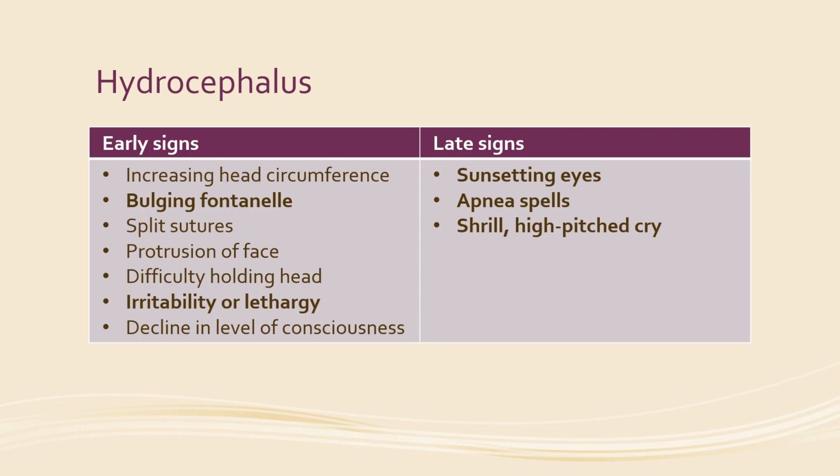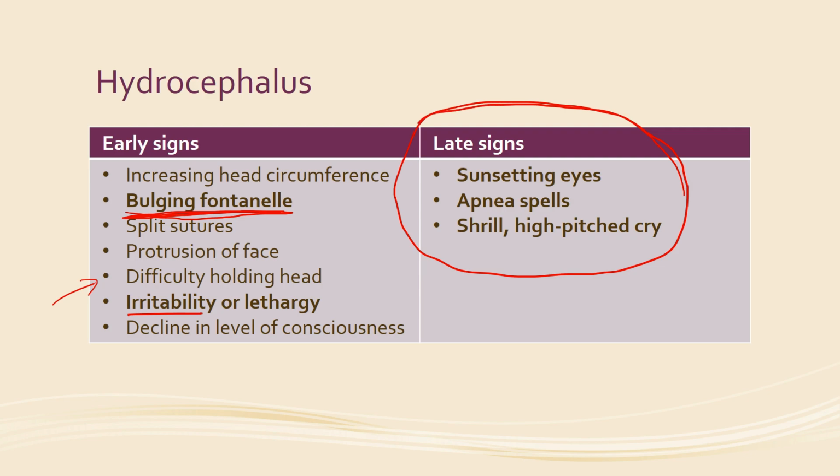All right, hydrocephalus. When it comes to hydrocephalus, the early and late signs, I think that a lot of this stuff like difficulty holding head are pretty vague, in my opinion. So irritability as well. Bulging fontanelle is definitely, what else could it be other than just some kind of increased pressure inside the brain? I think that it's easier to understand the late signs, the sun-setting eyes, especially the apnea spells and the high-pitched cry. So all three of these actually are very classic late signs, right? So if you remember what hydrocephalus can look like and you can identify the late signs, then everything else is an early sign, right?